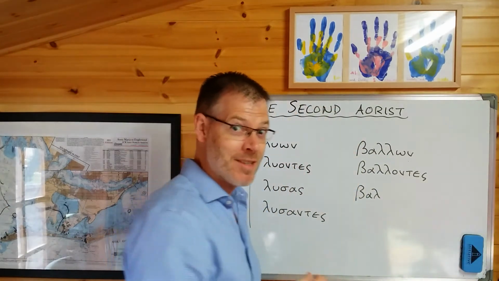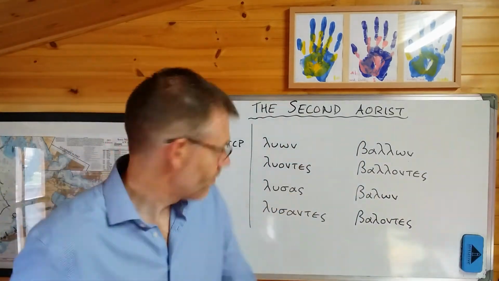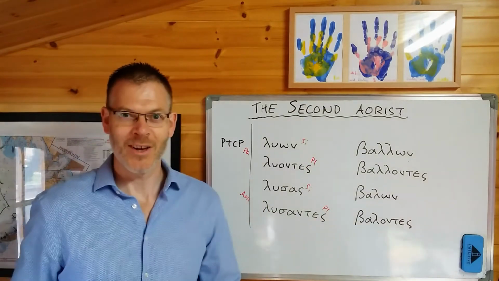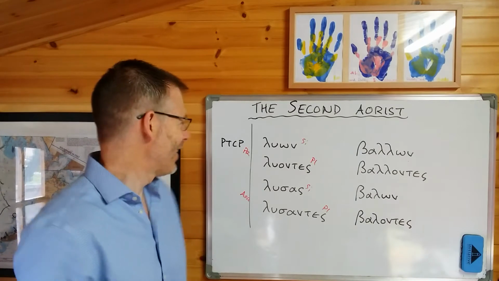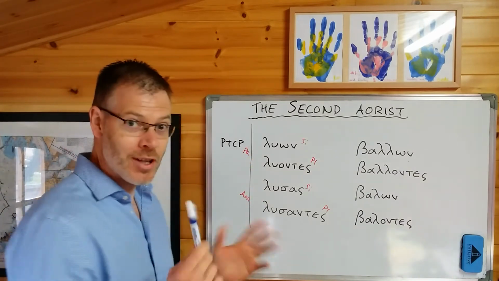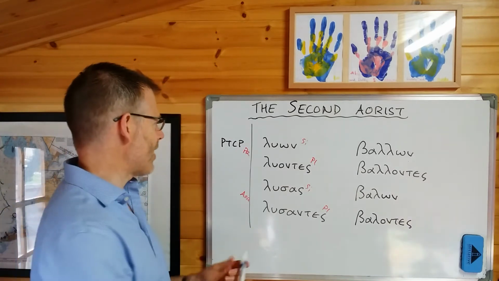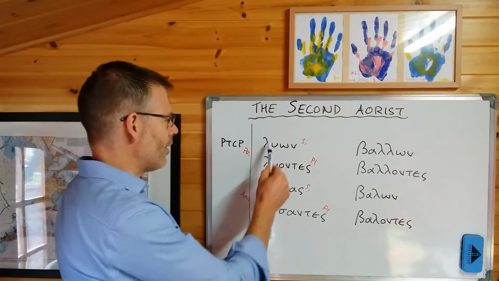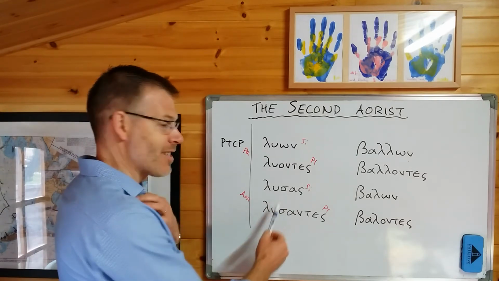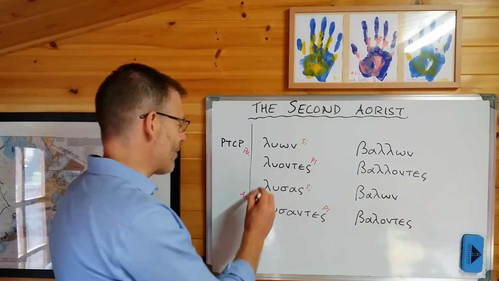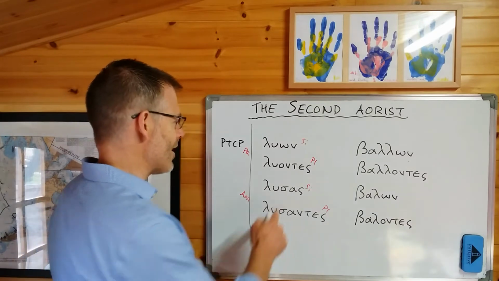Oops, don't make that mistake. Okay, so here we go. This is the participle of luo, and what you've learned is luon, luontes, lusas, lusantes, all very straightforward. That's doing the present first, singular and plural, luon, luontes, then the aorist, singular, lusas, lusantes. You've got the sigma suffix. As always in the other moods, there's no epsilon augment. There's no need for an epsilon augment because you've only got two tenses, so you only need the sigma to distinguish them.